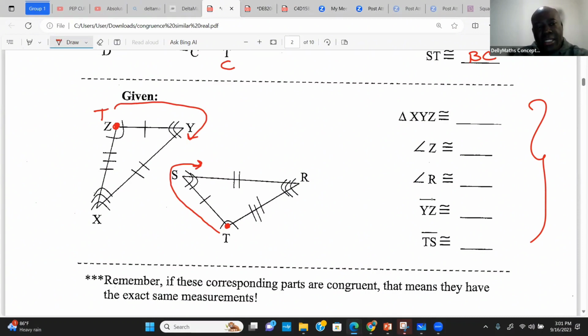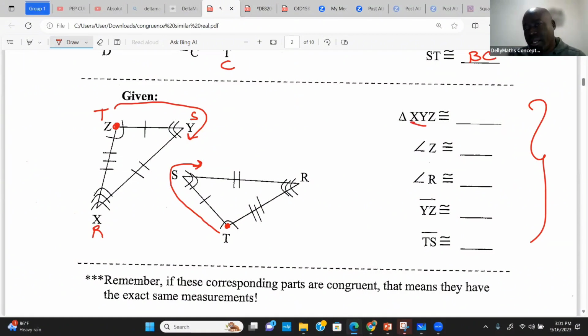So that means T, moving from T in the same direction goes to S. That means this is S, right? So Y and S. And then when I move from S, I go to R. That means X is R. So I was able to easily copy the vertices of one congruent shape to the next. Then I could respond to these questions.